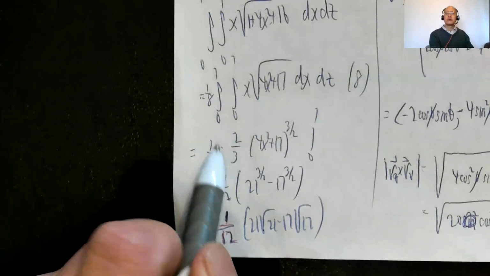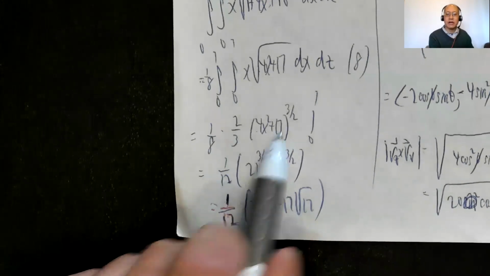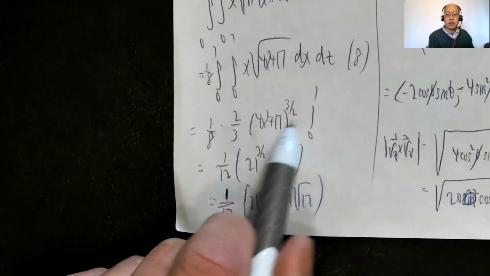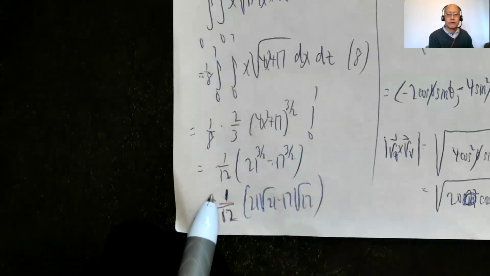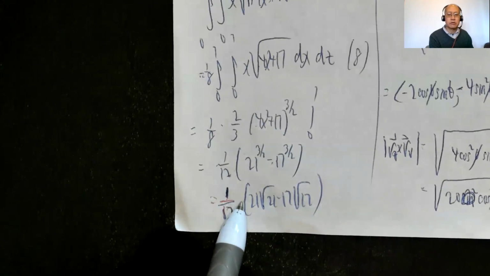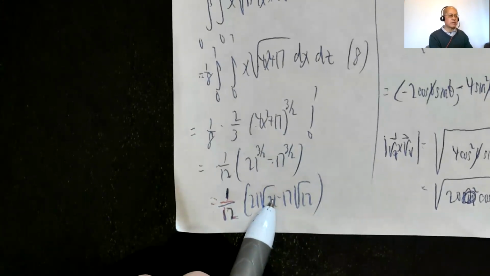So 1/8, 2/3 of 4x squared plus 17 to the 3/2. That comes to be 1/12. Plug in 1, 21 to the 3/2. Plug in 0, 17 to the 3/2. Final answer, 1/12 times 21 radical 21 minus 17 radical 17.